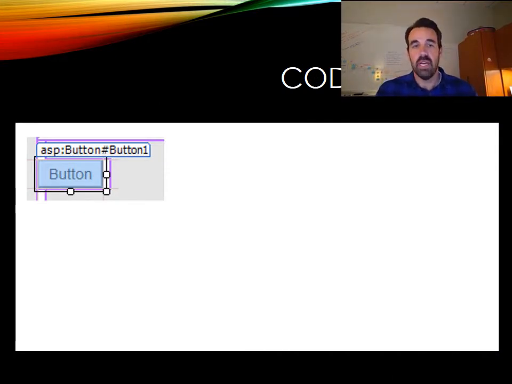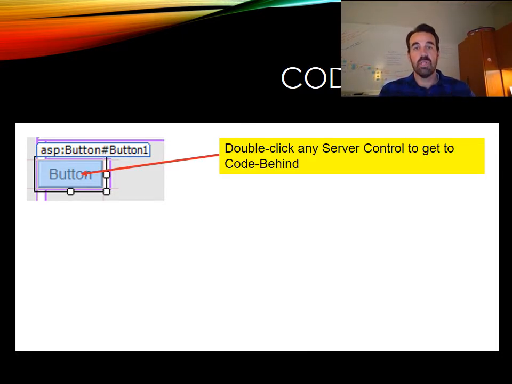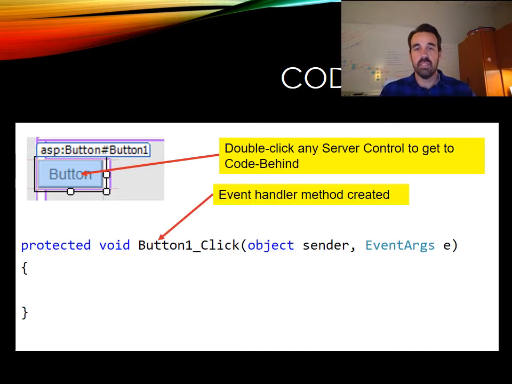Now, to get to the code behind, to handle the event, to detect the event, we first start with our server object, in this case a button. Put that on the page, and then you just double-click the button to get to the code behind. As you can see, the code is created for you automatically. The event handler method is really what it's called. In this case, we're dealing with the click of a button. This button happens to be called Button1 because that's what the IDE called it by default, so we just leave it that way. And then we write our code in these curly braces.